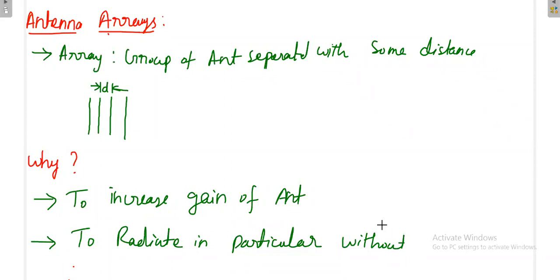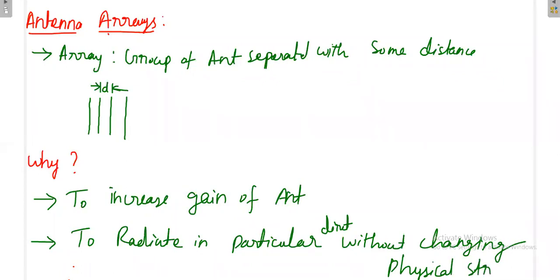But without changing the orientation of the antenna, if you want to radiate in a direction of your interest, that is possible with the help of an antenna array. So, to radiate in a particular direction without changing the physical orientation. One by one we'll see.